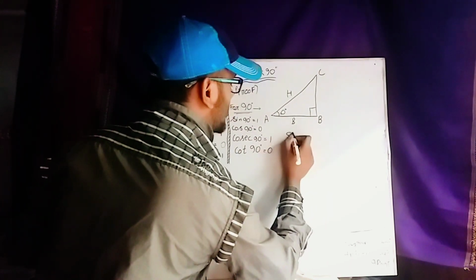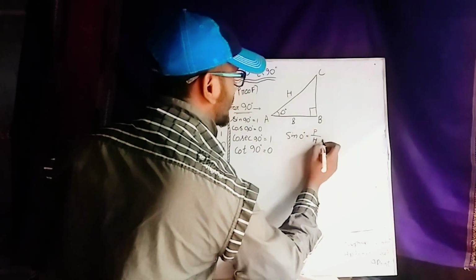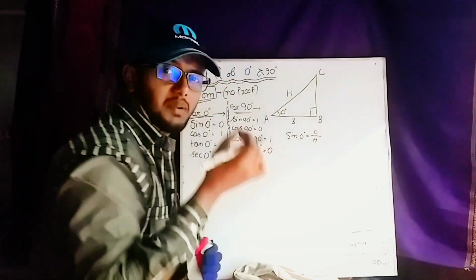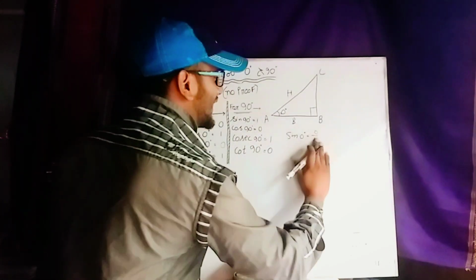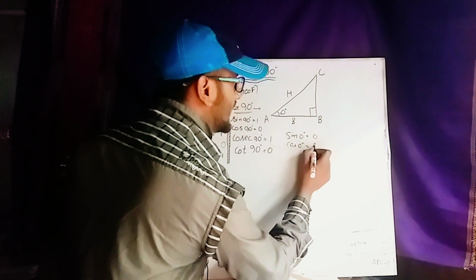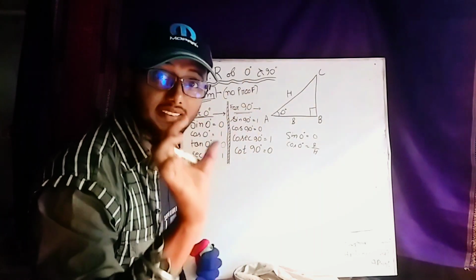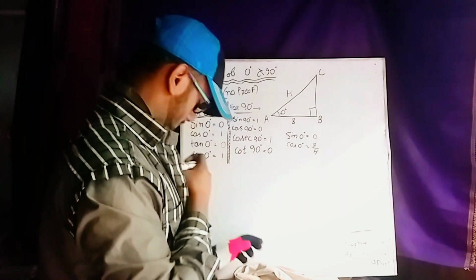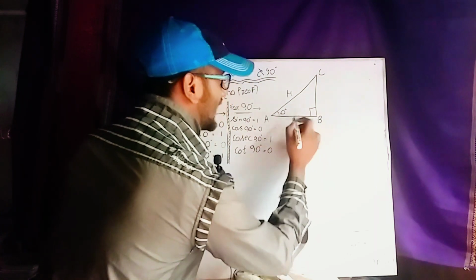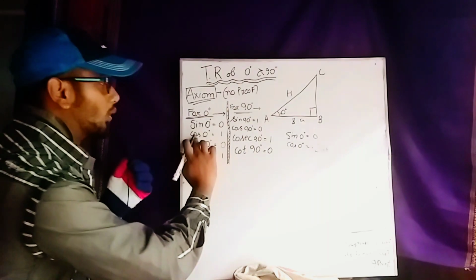So sin 0 degree is equal to perpendicular by hypotenuse. The length of the perpendicular is 0, and 0 divided by something is 0, so no need of calculating. So sin 0 is 0. Now cos 0 degree is base by hypotenuse. Since at 0 degree the length of the base and the hypotenuse is equal, let this be a. So a by a is equal to 1. Cos 0 degree is equal to 1.